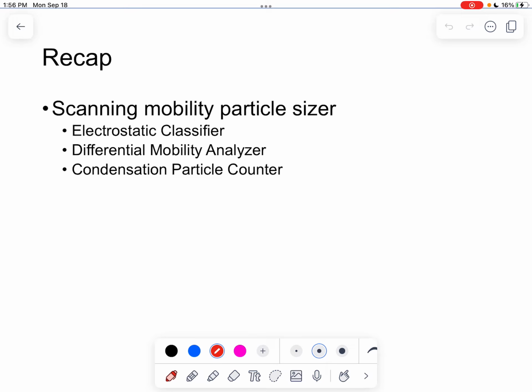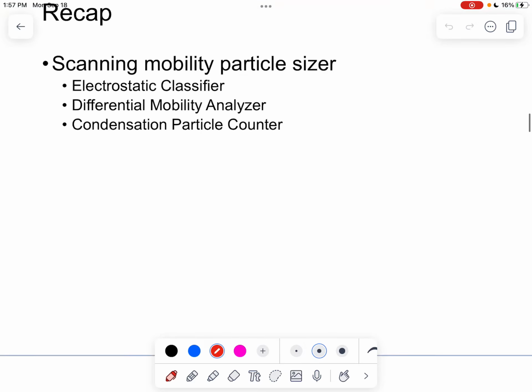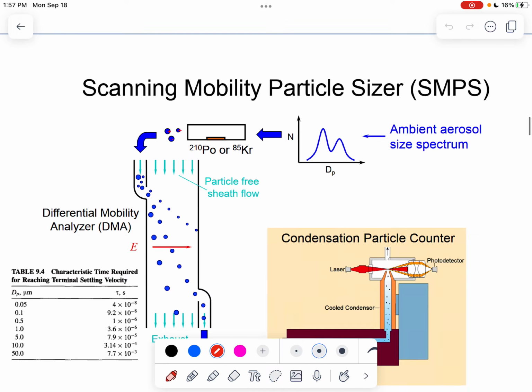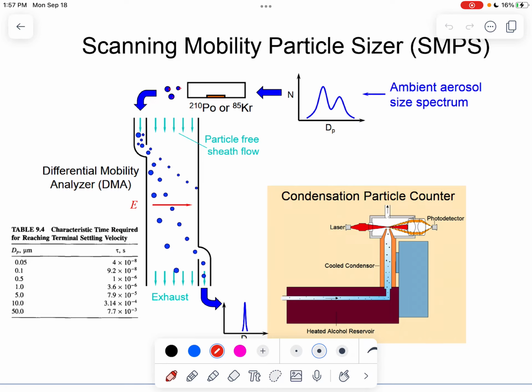So last class we briefly introduced how the SMPS is composed. It contains an electrostatic classifier, a differential mobility analyzer, and a condensation particle counter, right? So we briefly introduced how we are going to convert the information that we obtain from the SMPS to the size distribution. So basically, to conduct this conversion, we need to do a two-step process. So first, let's still briefly go through the diagram.